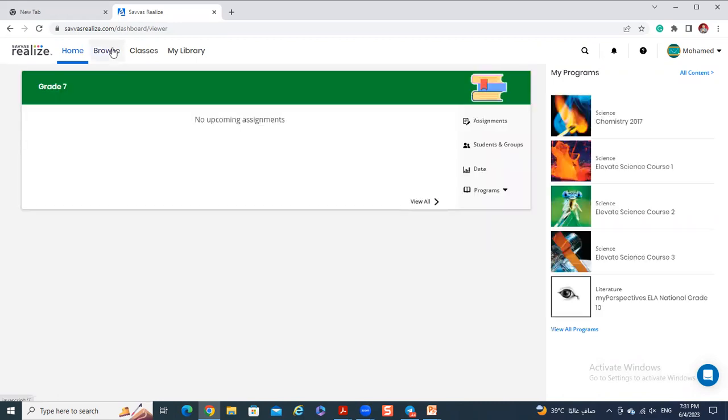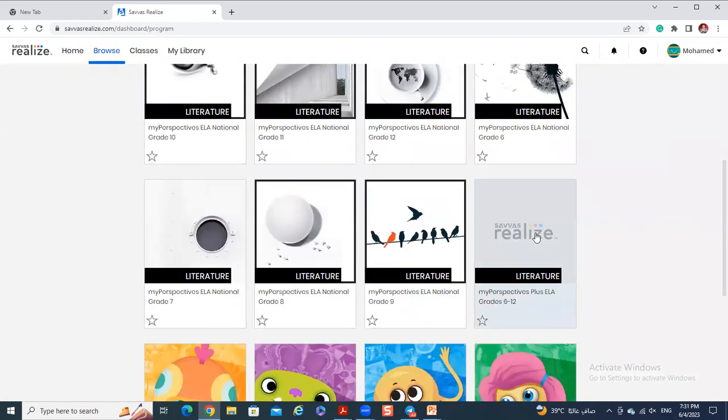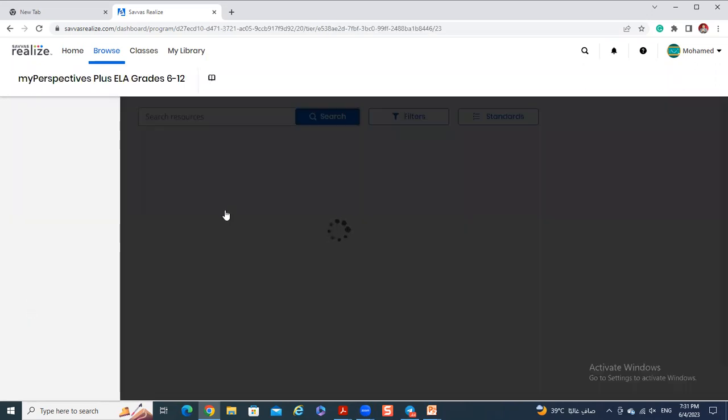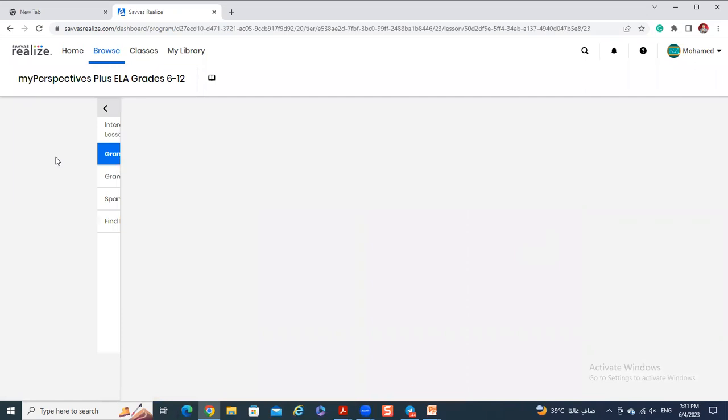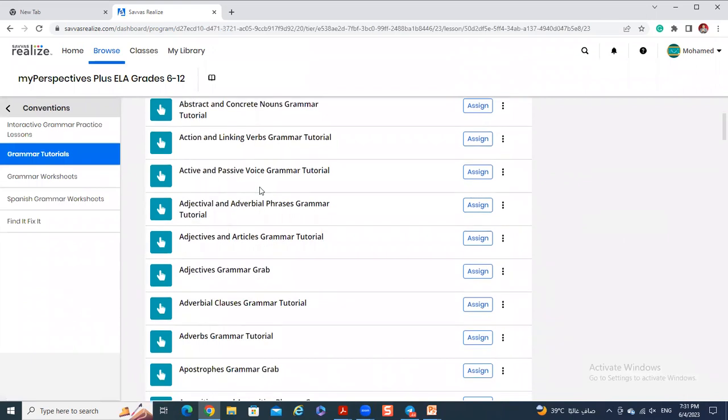So let's go first to the modifier, the adjective and adverb modifier convention. Okay, grammar tutorial. So we need the modifier. Okay, as I told you, the adjective and adverb phrases are modifiers. So let's watch them. And then as I told you, we're going to go to each one of them.